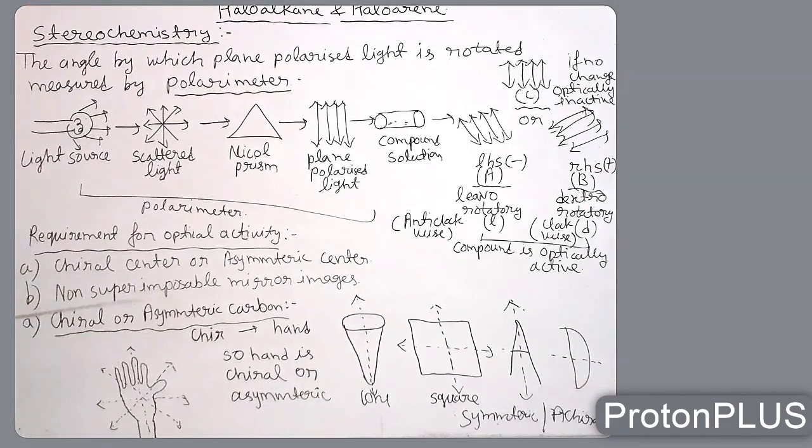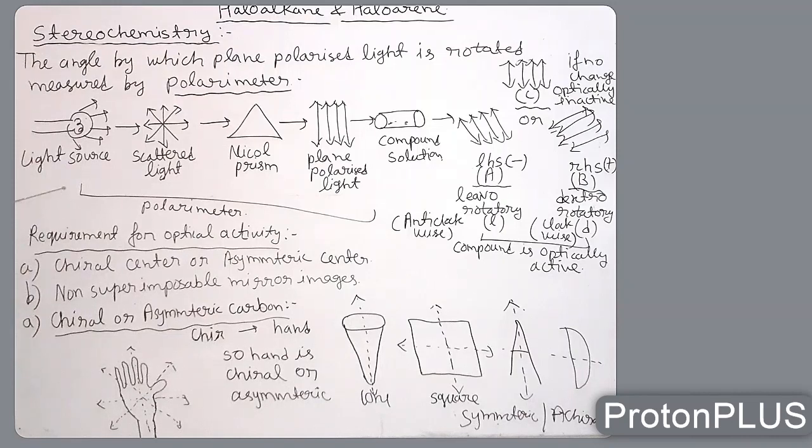We can take some more examples. First, we have drawn this cone. In this cone there is a plane of symmetry drawn by a vertical line. Similarly, we have taken a square. Again it is a symmetrical molecule. We will obtain two equal parts when we divide this square in any direction. We will get equal parts, so it has symmetry in each and every direction.